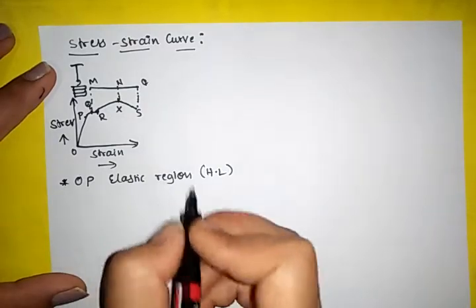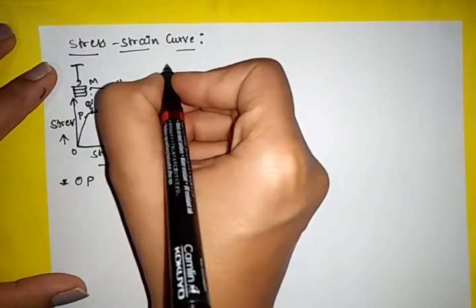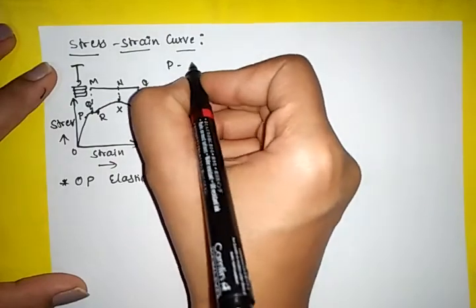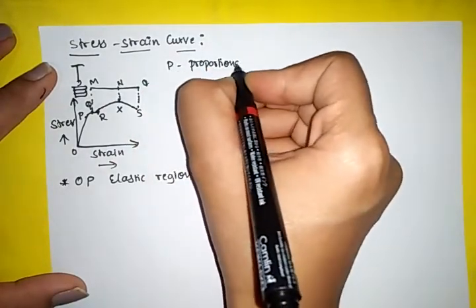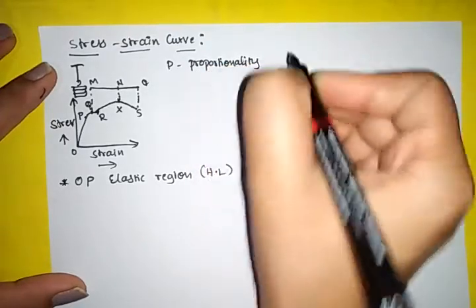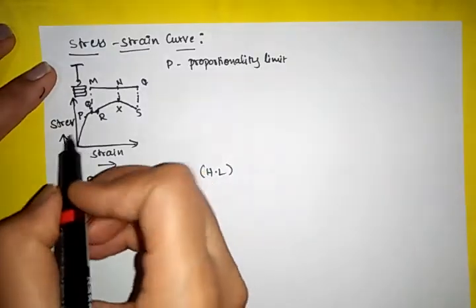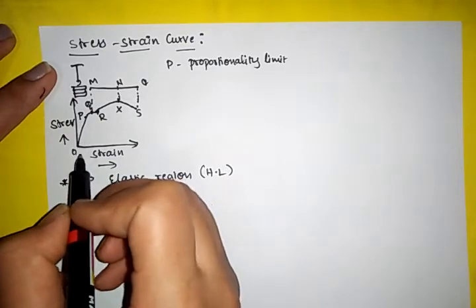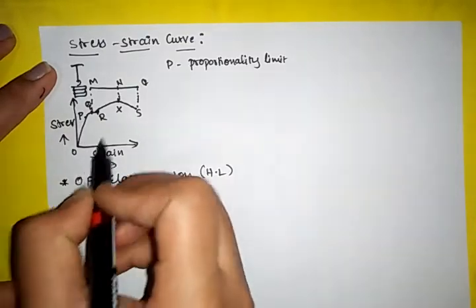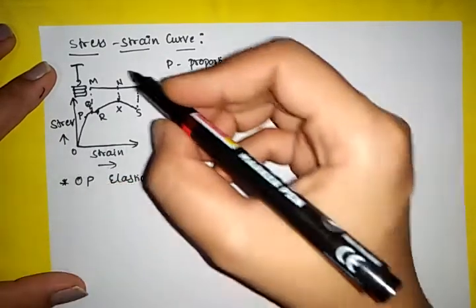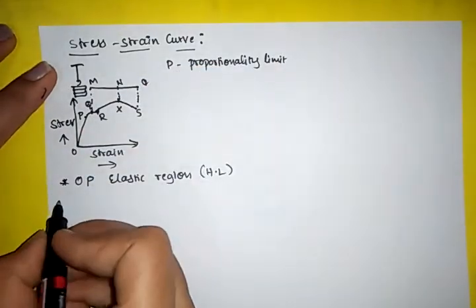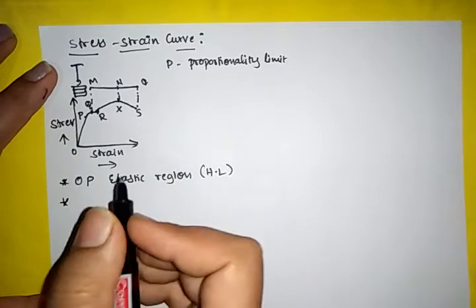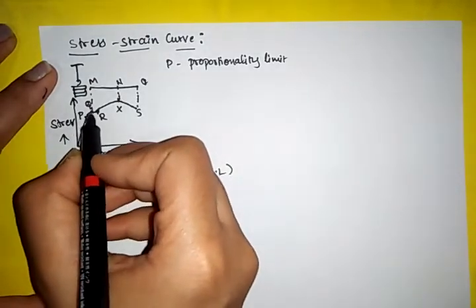Thus P is called the proportionality limit. Why is it called so? Because the proportionality between stress and strain is observed only in this region, and Hooke's law is valid only in this region. Next, consider the region between P and Q.